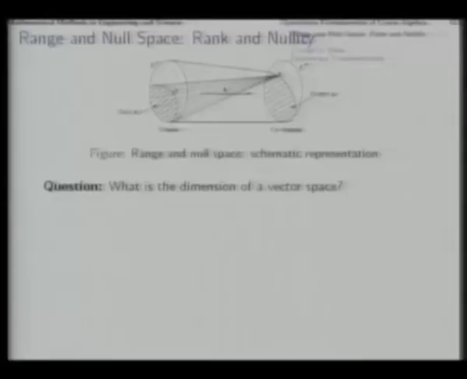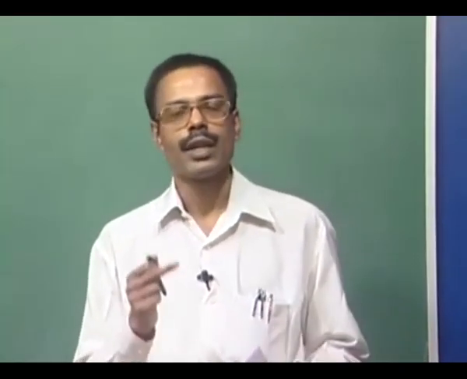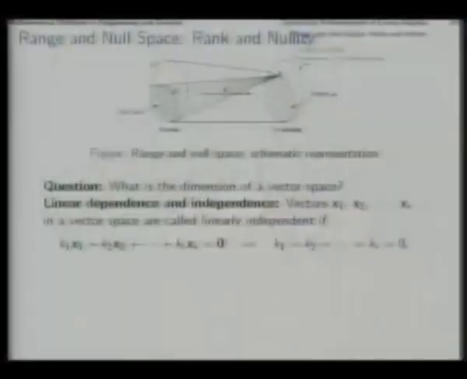For that we need to talk about linear independence of vectors, linear dependence and linear independence. In a vector space, suppose we take several vectors x1, x2, x3 up to xr, r vectors we have taken. Now, when do we call these vectors linearly dependent or linearly independent?